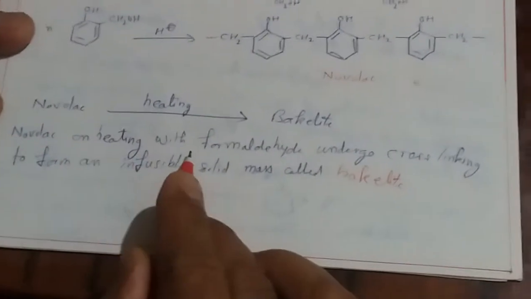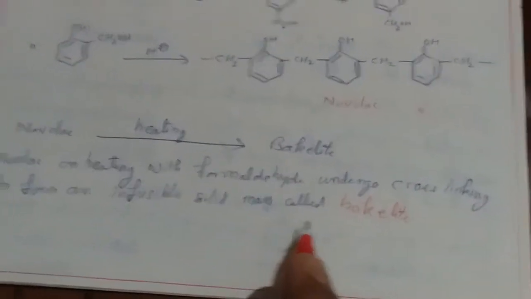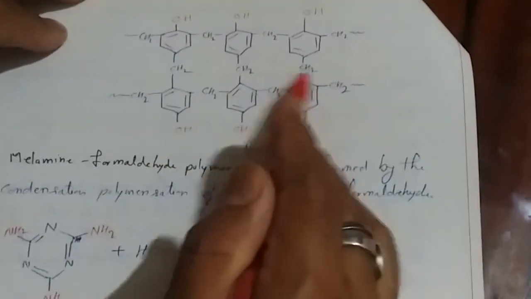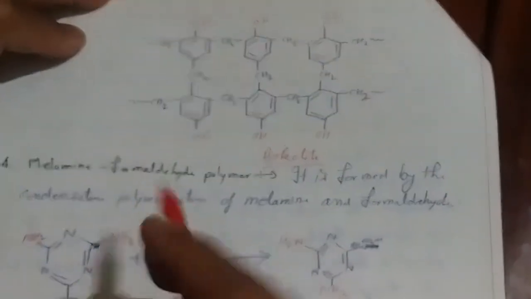The Novolac on heating with formaldehyde undergoes cross-linking to form an infusible solid mass called Bakelite. So this is the formation of Bakelite and this is the structure of Bakelite, which is shown here. Each and every Novolac unit will be attached to each other with a CH2 bond.